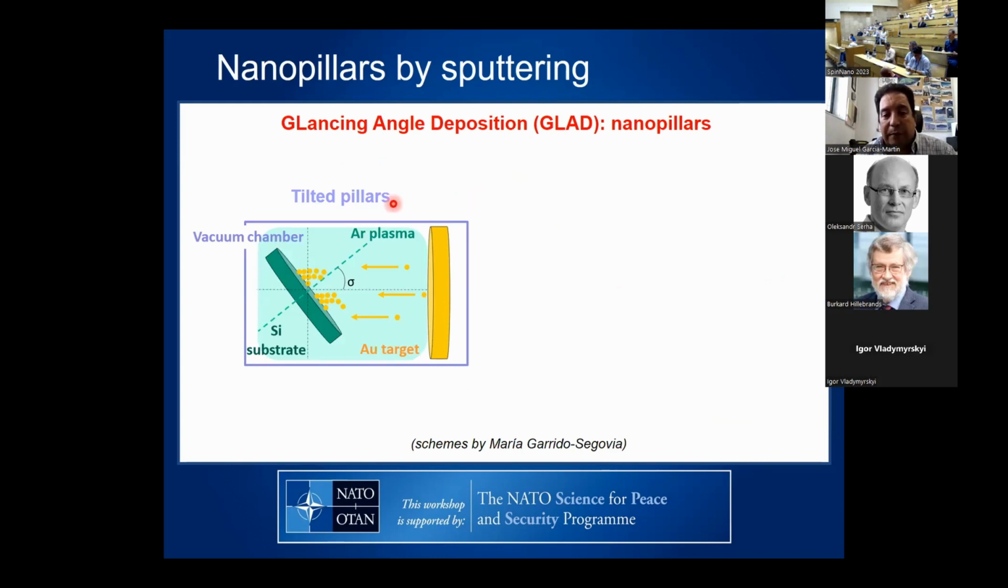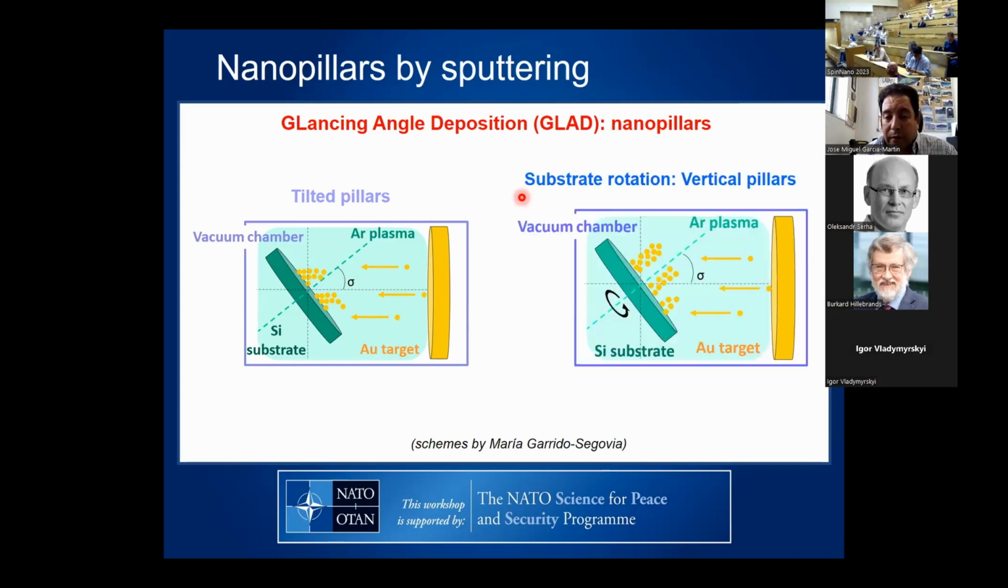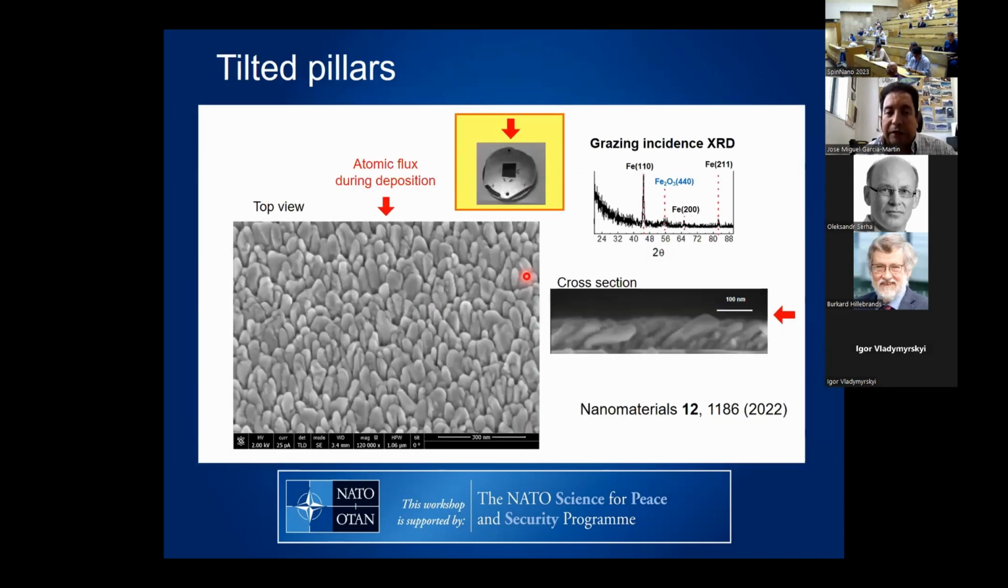So in order to have tilted pillars, we just need to tilt a lot the substrate with respect to the target, and we will have pillars that are tilted towards the direction of the atoms. If we want to obtain vertical pillars with respect to the substrate, we need to rotate the substrate. If we rotate while we are depositing with this oblique incidence, we will have vertical pillars. So this is the first case, just tilted pillars, obtained just tilting the substrate.